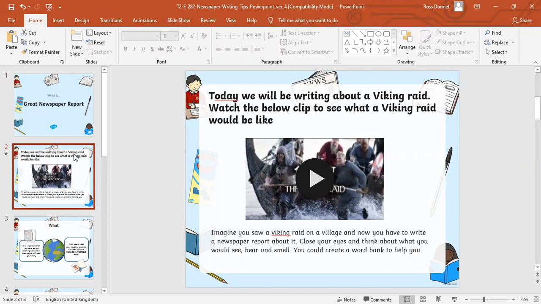As you're watching it, think about all those fantastic words that you could include in your newspaper report. Once you're finished, you could close your eyes and think about what you would see, what you would hear, and what you would smell. You could create a word bank to help you when you're writing your newspaper report as well. Think very carefully about what you think would happen when Vikings would raid a local village.